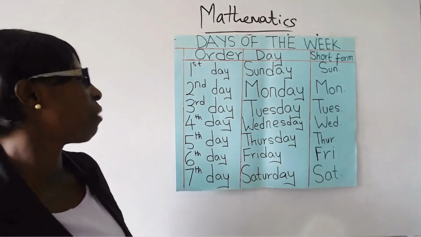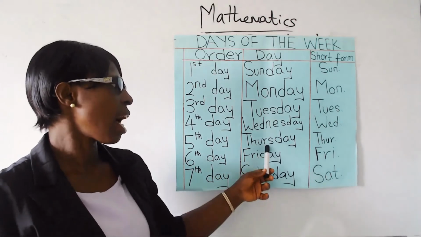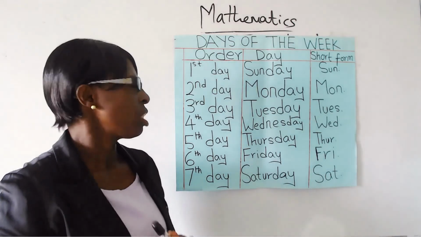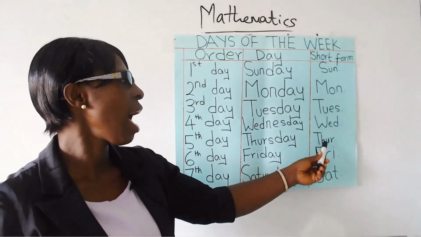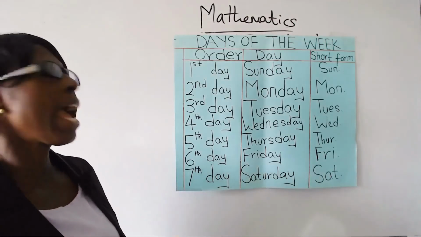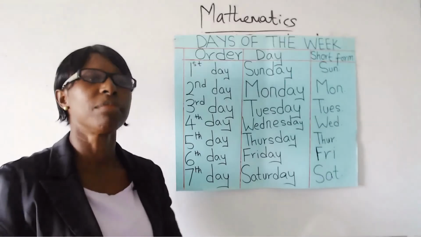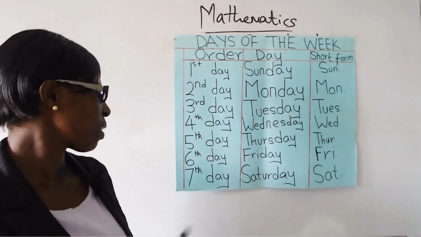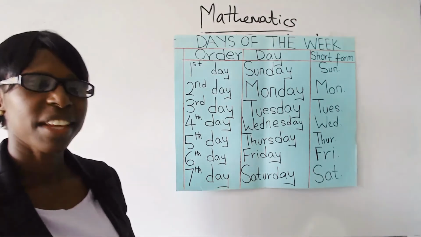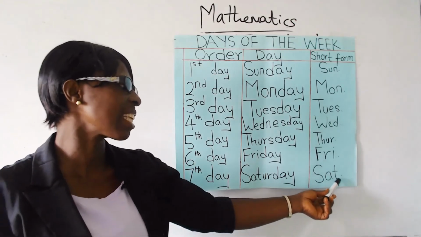The fifth day of the week is Thursday. And the short form of writing Thursday is T-H-U-R. You put your dot. The sixth day of the week is Friday. And this is the short form of writing Friday. The seventh day of the week is Saturday. And the short form is S-A-T dot.